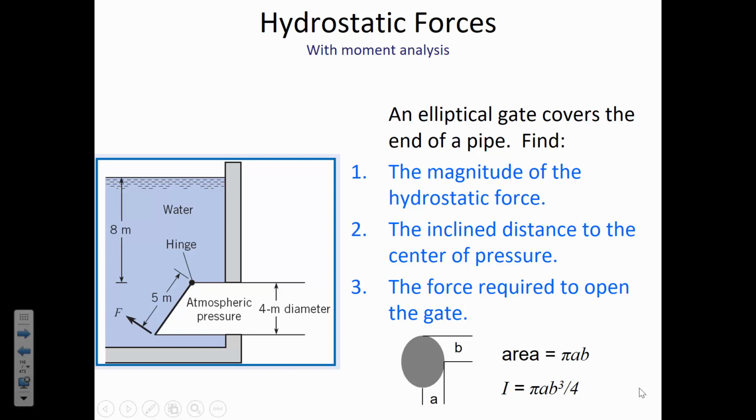Okay? I wanted to point that out because here we have, I guess it's already on the screen, the elliptical shape. We know what A is, we know what B is, so here's the formula for both the area moment of inertia and the formula for the area of it. It's kind of the same basic process as we've been through before. In order to know the magnitude of the force that's acting on this gate, we have to know the depth to the centroid, the pressure at the centroid, and then to find the location of the force, we have to look at the inclined distance to the center of pressure.